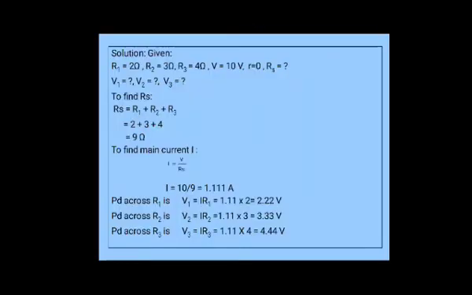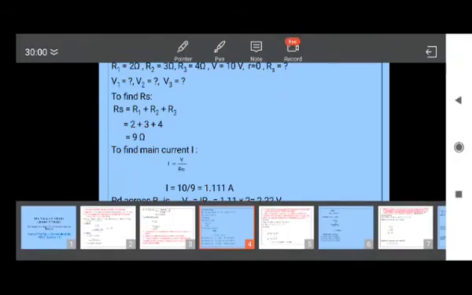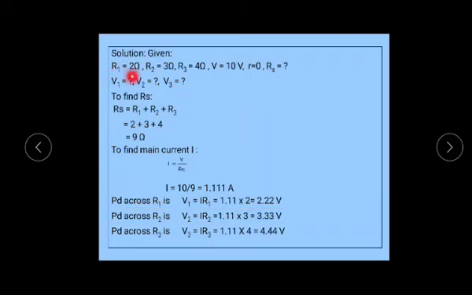Let us see how to solve. For that, first write given quantities. R1 is 2 ohm, R2 is 3 ohm, R3 is 4 ohm. Then EMF is given. You can write EMF, or here voltage is given, that is 10 volt, internal resistance 0. Then Rs is equal to how much? Then V1, V2 and V3 values how much?